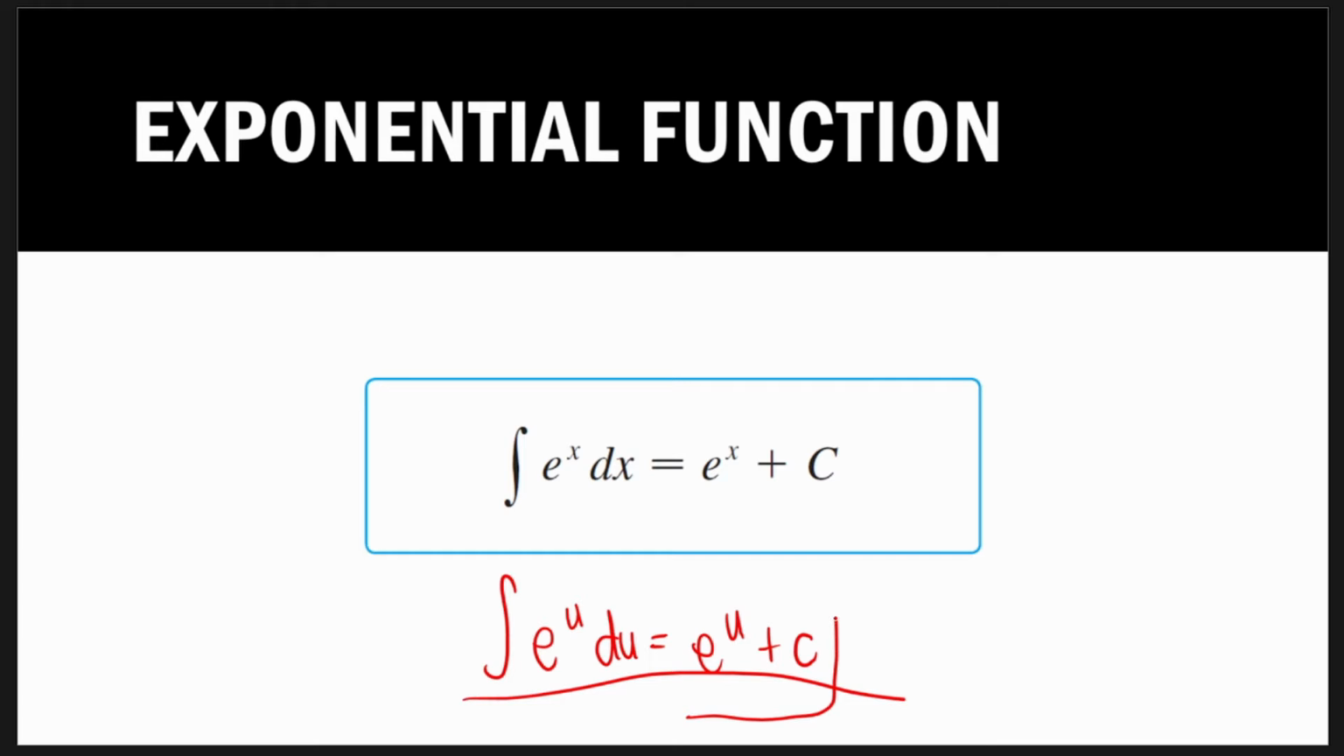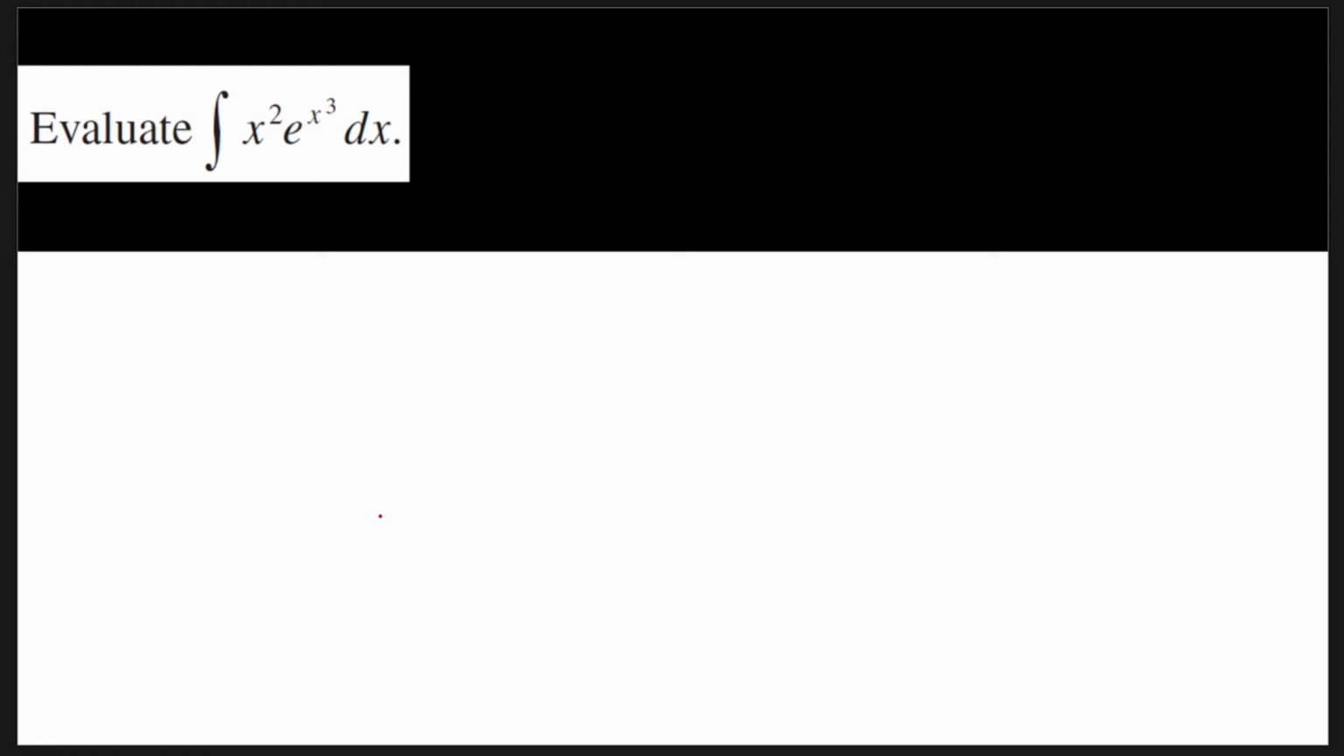This is familiar to you from differential calculus. If you integrate this, it is equivalent to just e to the u. So let's go ahead with an example. We need to evaluate the integral of x squared multiplied by e to the x cubed dx. You notice that the exponent of the Euler number, or the exponential function, is x cubed, which is a function of x.